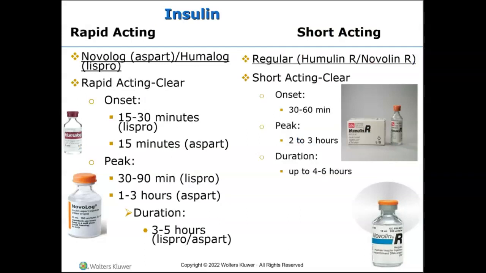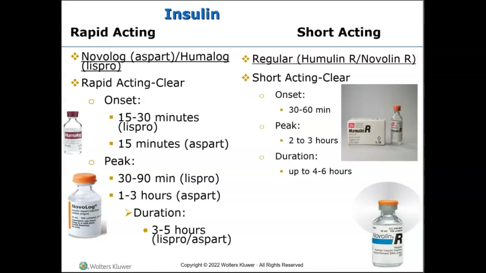Insulins have different types. The rapid acting is just like it says. It has a quick onset and lasts only 2 to 4 hours. It peaks at an hour later. Short acting doesn't kick in as quickly. It has a peak at 2 to 3 hours, and it lasts up to 6 hours.